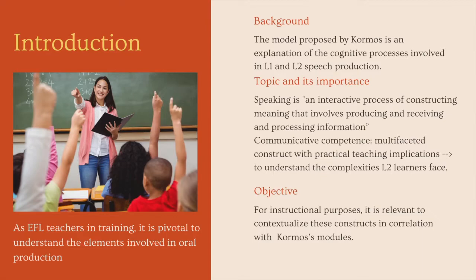One of these complexities is balancing fluency, accuracy, and complexity, which are constructs conceived as the three proficiency dimensions. Thus, for instructional purposes, it is relevant to contextualize these constructs in correlation with the cognitive processes involved in Kormos's model modules. The aim of this presentation is to provide justifications and examples that explain how the modules proposed by Kormos interact with the mentioned proficiency dimensions, emphasizing their teaching implications.